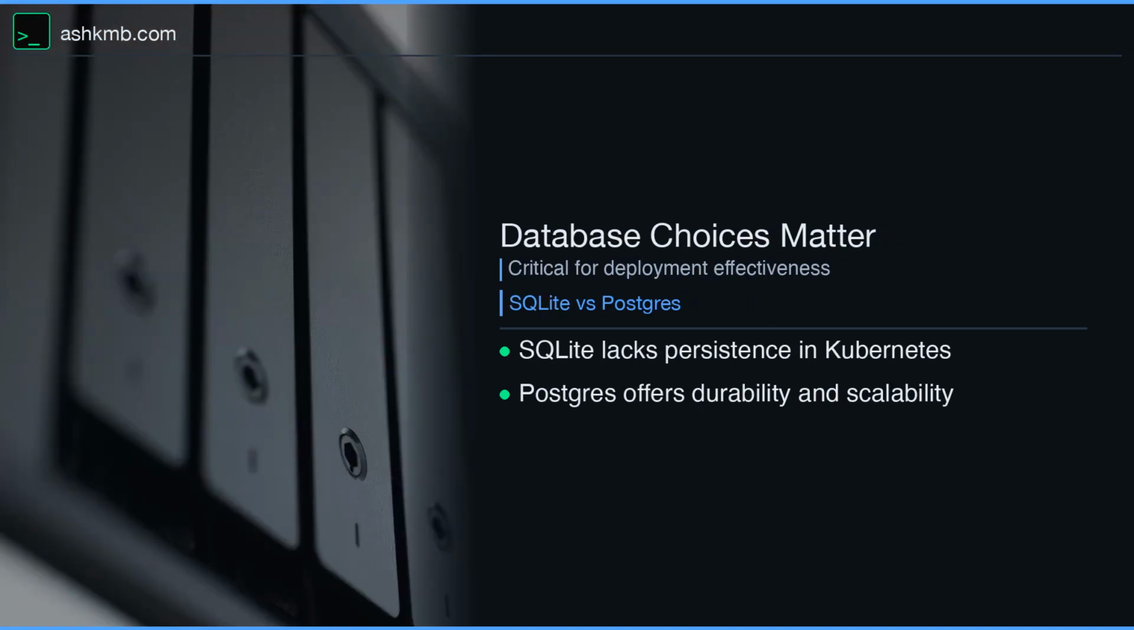Choosing the right database is critical for deployment. While SQLite works for local demos, it lacks persistence in Kubernetes. Postgres, on the other hand, offers the durability and scalability needed for production environments.